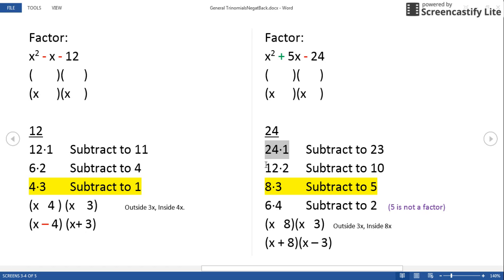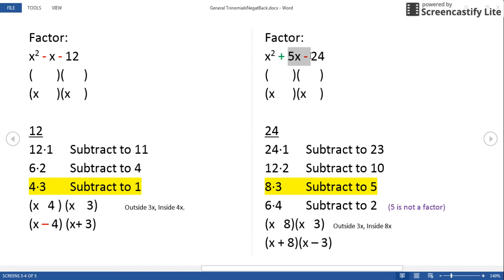24 and 1 could do it, 12 and 2 could do it, 8 and 3 could do it, 6 and 4 can do it. 5 is not a factor, so this is my list of factors systematically listed. 1, 2, 3, 4. 5's not a factor. Here's 6. I've got all the possibilities.